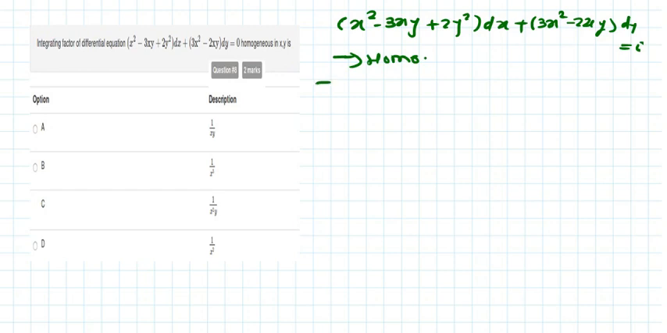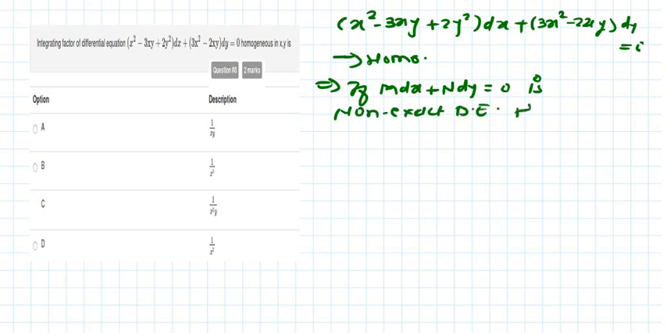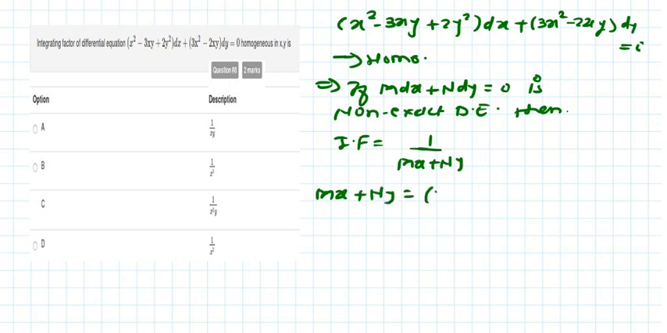What is the concept? If M dx plus N dy equal to 0 is a non-exact differential equation, then its integrating factor will be 1 upon Mx plus Ny. So let's find out what is Mx plus Ny. What is M? x square minus 3xy plus 2y square, into x, plus N. N is 3x square minus 2xy, into y.